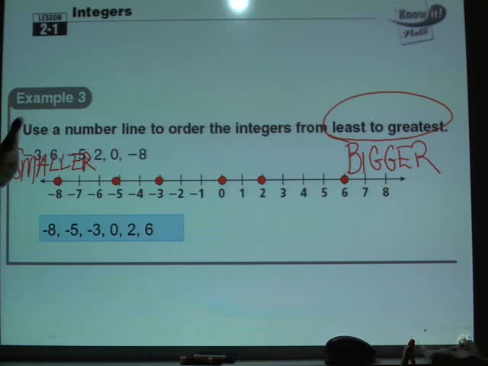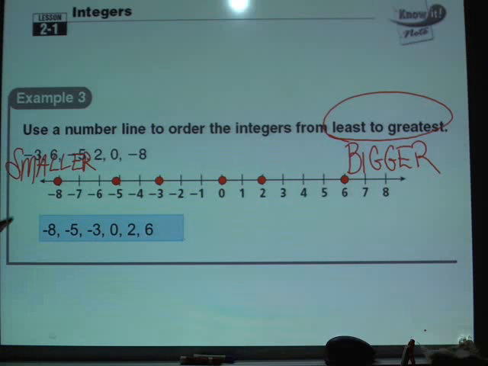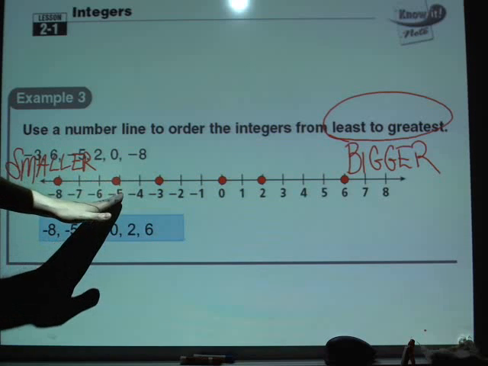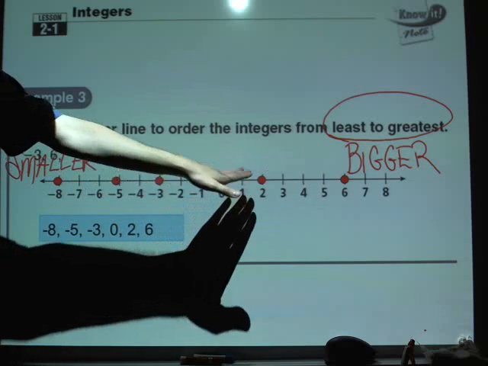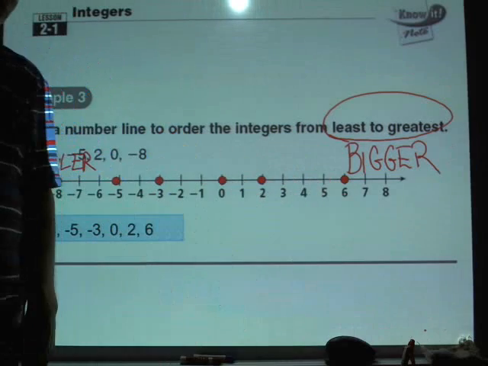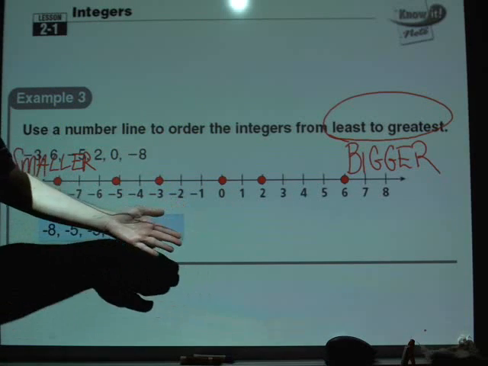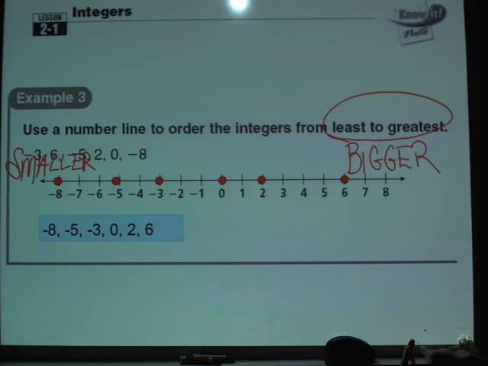Now that we've graphed the points, in order from least to greatest is the order the points appear from left to right. So since the first dot we see is on -8, -8 is the smallest. Then -5, and then -3, and then 0, and then 2, and then until we get all the way up to the biggest number, which is 6, which is the exact order you see down here in answering question number 3.